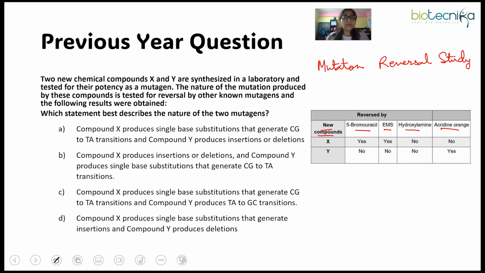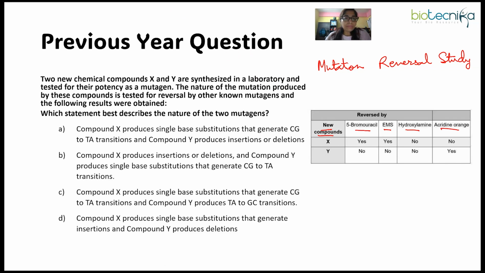A lot of questions have come from mutation reversal study, and this is a topic which has remained a favorite of all the question setters. Almost every alternate session, for sure, one question of this type comes. This type of question is very easy to solve. The only thing you have to remember are the different mutations and the different mutagens which can cause those mutations. If you remember this, it's very easy to answer this kind of question. Now let's see this question.